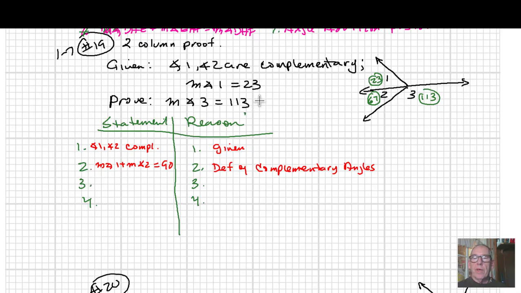Now we need that the measure of angle 1 is 23. It's given. Notice that your givens don't always have to be at the beginning. You can use them as you need them, like playing cards. Now if I substitute in, I have 23 for the measure of angle 1 plus measure of angle 2 equals 90. That's substitution. And that was between steps 2 and 3.